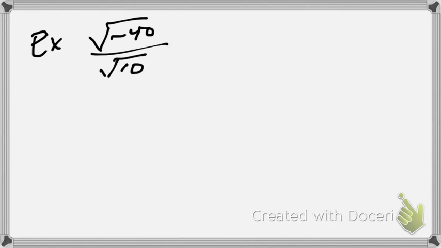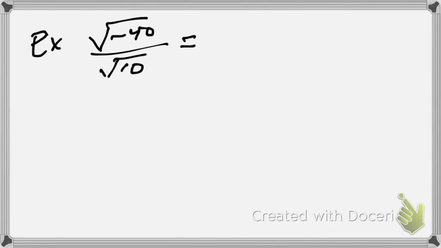Alright, so let's start with something like this. The square root of negative 40 over the square root of 10. Like multiplication, before you divide, you have to deal with this and you have to deal with this. So let's break the numerator up.